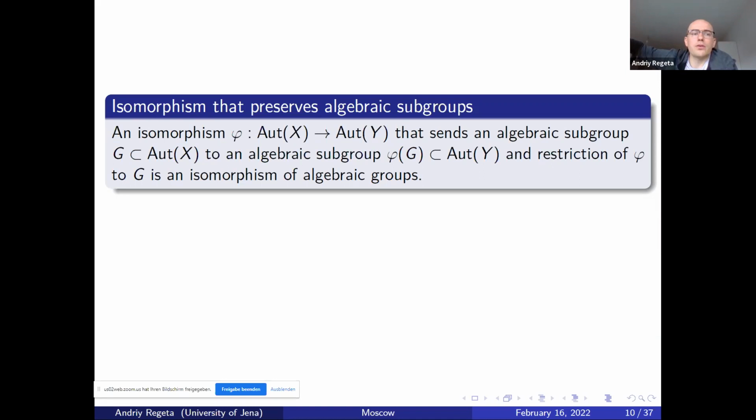Now, I would like to introduce the notion of an isomorphism that preserves algebraic subgroups. An isomorphism phi from Aut X to Aut Y, X and Y are affine. So from now on, all my varieties are affine. So an isomorphism phi that sends an algebraic subgroup to an algebraic subgroup, and whose restriction to an algebraic subgroup induces an isomorphism of algebraic groups, is called an isomorphism that preserves algebraic subgroups.